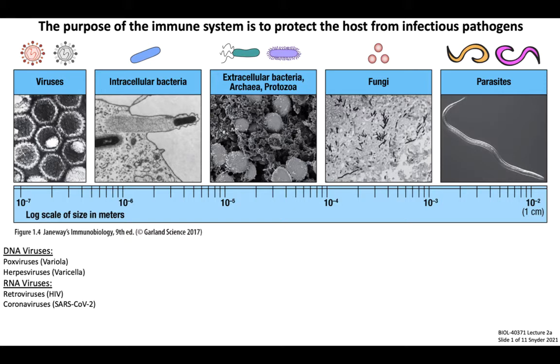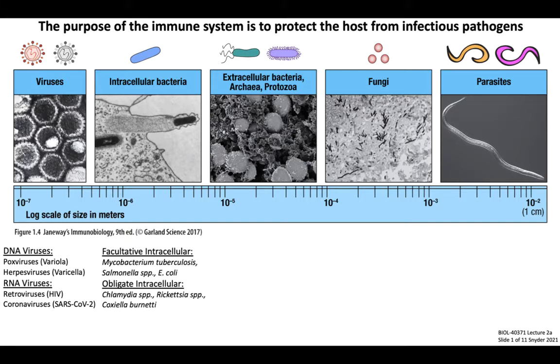There are also RNA viruses, including retroviruses, such as HIV, which causes AIDS, and of course, everyone's current favorite, SARS-CoV-2, which is a coronavirus that's obviously responsible for the current COVID pandemic. RNA viruses can be further subdivided into single-stranded versus double-stranded viruses, which we'll discuss in the next lecture on pattern recognition.